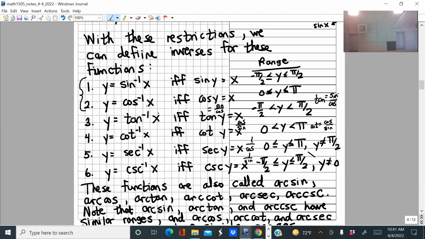The three that we'll use most frequently are inverse sine, inverse cosine, and inverse tangent. So you really need to remember their ranges. That is, what size angle you can get back out of inverse trig functions.